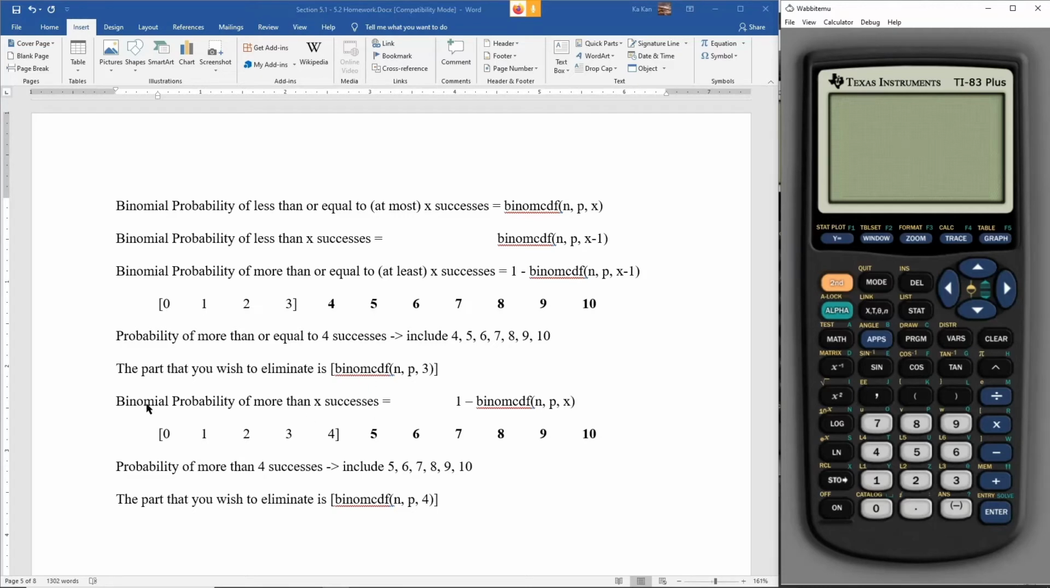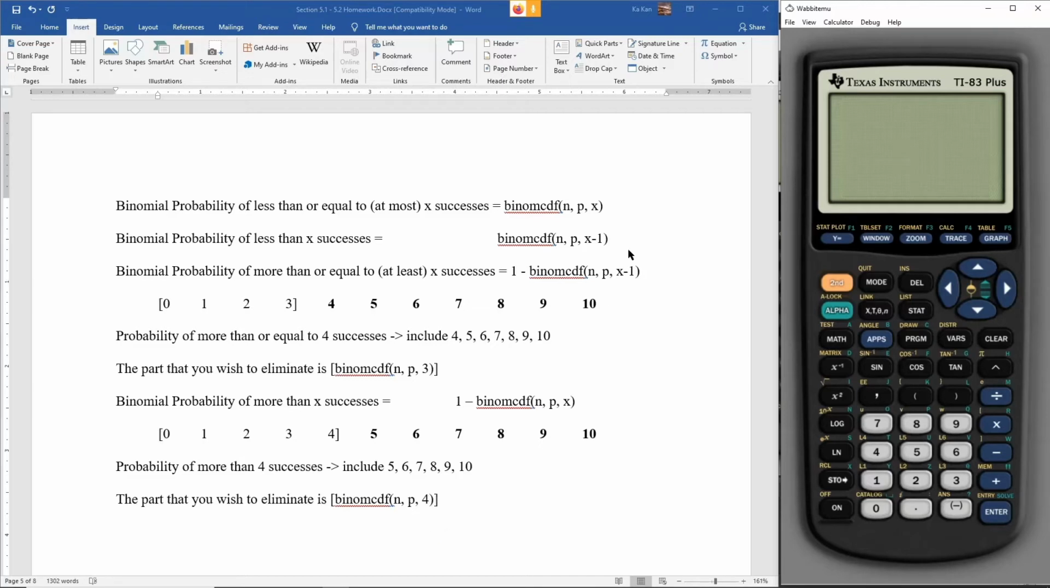Now look at the last one here. Binomial probability of more than x successes is 1 minus binomial CDF(n, p, x). Well, this one is exactly what you think it would be. 100%, 0 to 10, that's 100%. Probability of more than 4. Well, more than 4 would be 5, 6, all the way to 10, right? So which part do you not want? I don't want 0 to 4. But how do you find the probability of those? That's CDF(n, p, 4), the regular binomial CDF.